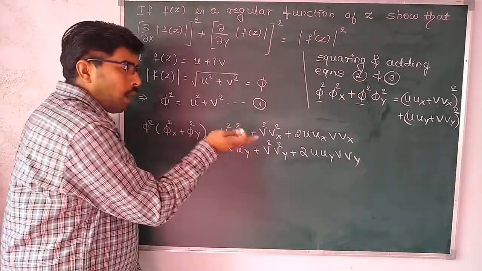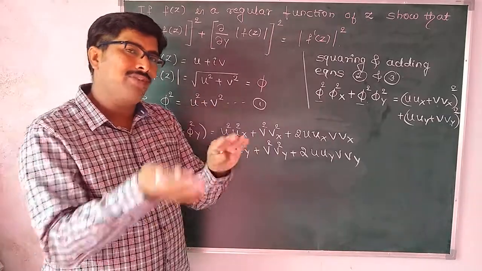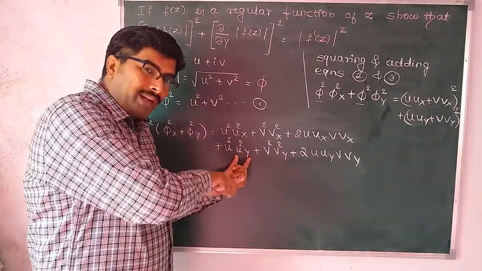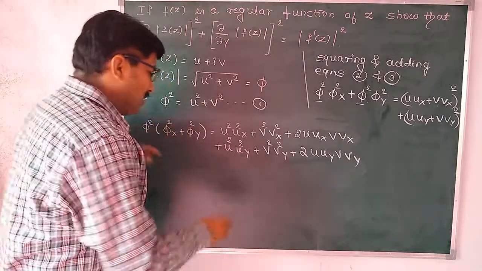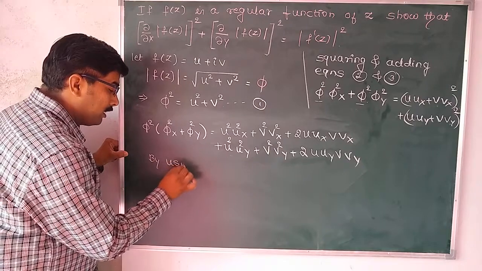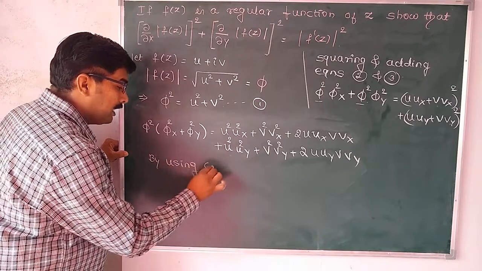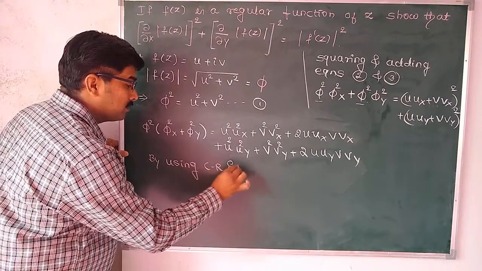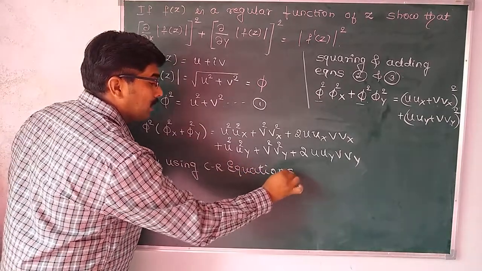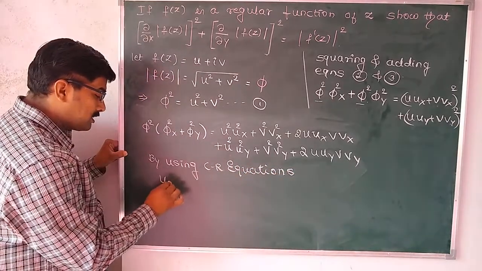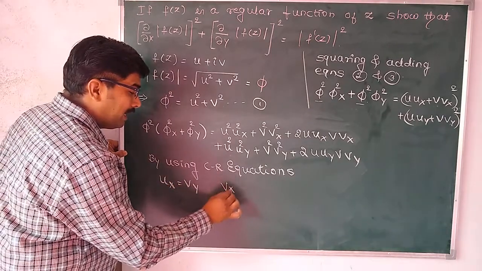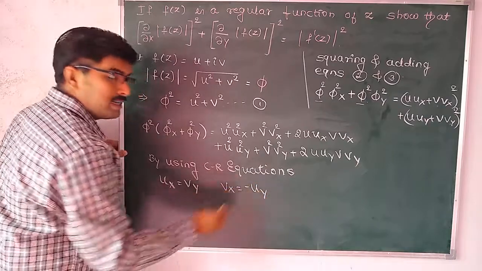Try to convert all the terms either in terms of x or in terms of y. So now I will convert all the y terms in terms of x. So here by using CR equations, what are CR equations? Ux is equal to vy and vx is equal to minus uy.